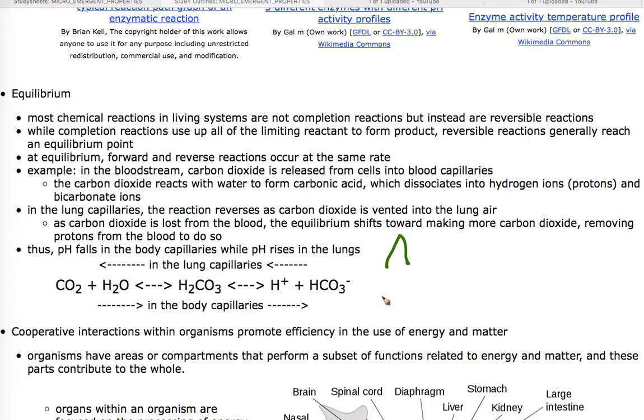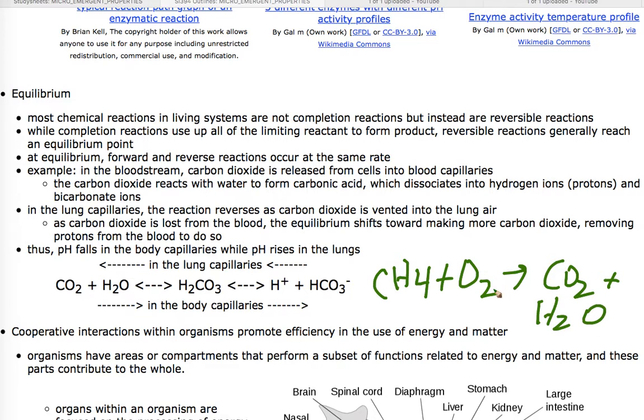Completion reactions are things like methane, CH4. Oops, let's start over again. CH4 plus O2 yields CO2 plus H2O. That's a completion reaction. This is how we heat our houses in the wintertime, and this is how we heat water for our hot water heaters in most houses. It's completion, meaning CO2 and water is never going to go back and form methane and oxygen. Methane and oxygen will react together to form carbon dioxide and water, but it won't go backwards. It's only a forward reaction.